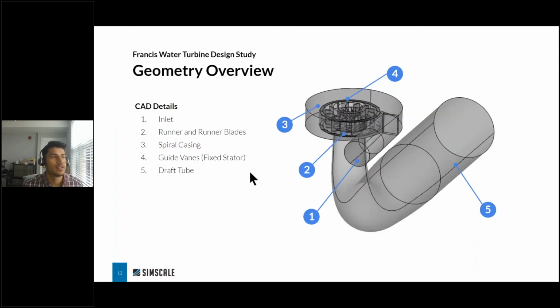So this is a quick overview of the geometry that I'm using today. It's a pretty standard Francis turbine. It has an inlet, and as you can see, the water moves around through the spiral casing and gets redirected onto these guide vanes, or these fixed plates. They direct the flow towards the moving blades, or runners, and this is the part that actually rotates and generates the power. So you can think of the fixed plates as stators and the moving blades as a rotor.